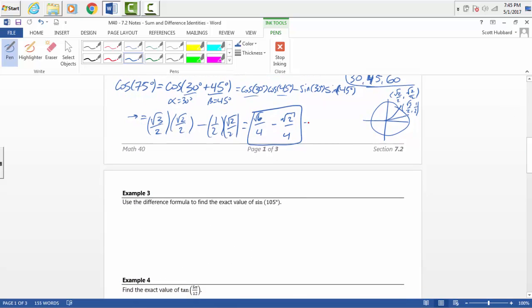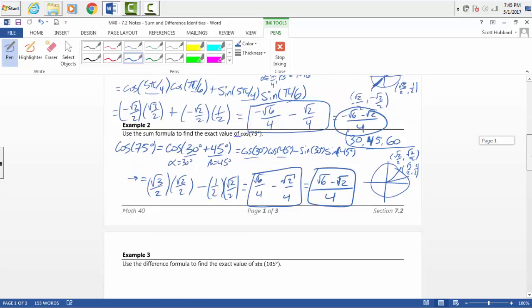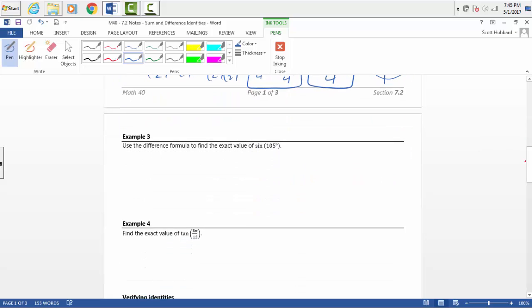Now, algebraically this could be combined, but I don't really care. If you left it like that, that's fine. And that's also the answer. Same thing with up here. This is the same thing as negative root 6 minus root 2 over 4. Either way is fine. Okay, so let's do a couple more.